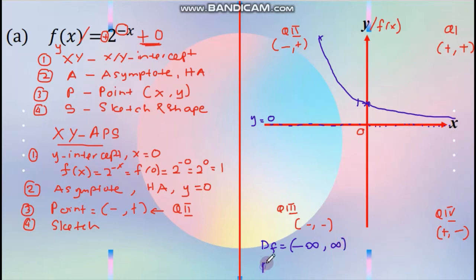And then, our range refers to the values of y. From the graph, the minimum value of y approaches 0. So, the minimum of y is 0 but does not touch y equals 0, which means an open interval. And then, the maximum value of y approaches positive infinity. So, this is positive infinity. Done for the first example.